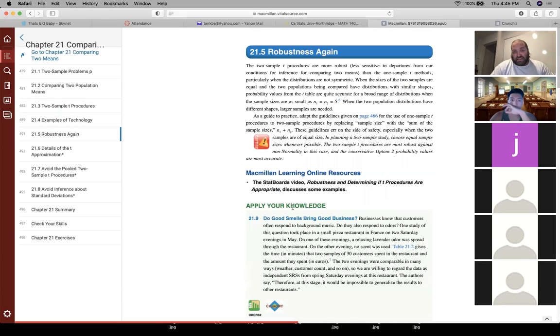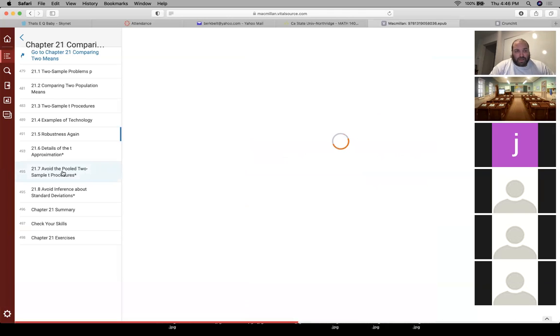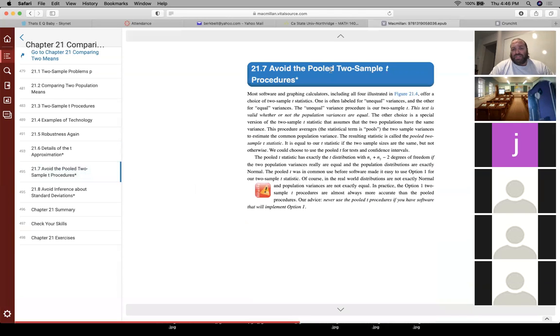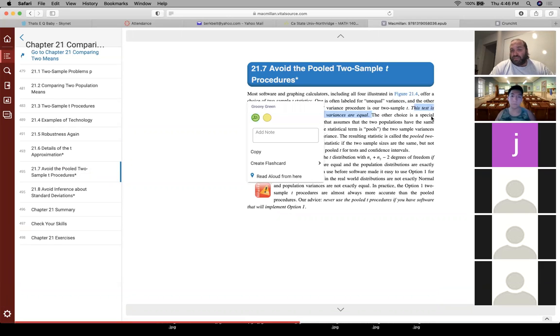Robustness, again, they're just saying that it's robust. So the same robustness. In terms of test questions, robustness is more of a concept than it is for mathematical questions. But essentially, if the sample sizes are large enough, then you can overcome not having normality and having skewness and things of that nature. For 21.7, it says avoid the pooled two-sample t procedure, right? So most software and graphing calculators, including Crunchit, obviously, talks about whether or not you want to pool or not pool. You only pool when you know that the variances are equal.